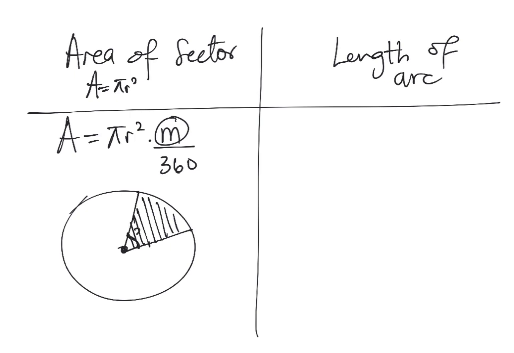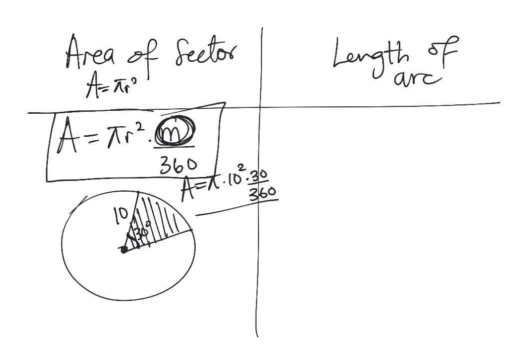If this angle was 30 degrees, for example, you would put 30 here and use the formula just like you know it. If the radius is 10, you would say pi times 10 squared times 30 over 360. That's how you would find the area of the sector. Now, the formula is here. It's the same thing as the formula of a circle, pi r squared, except you do times m over 360.